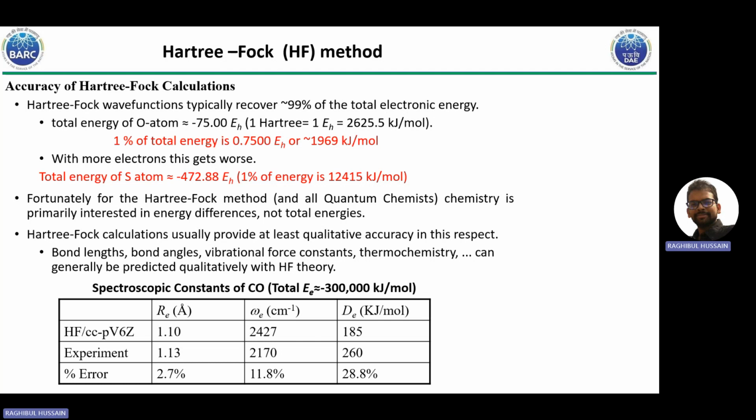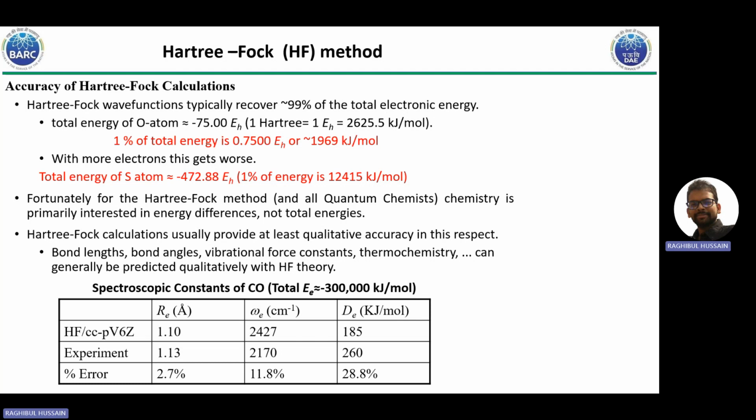Now things become worse if you go for a higher electronic system. Instead of oxygen, if you go to sulfur, you see the error has gone up tremendously. So what does it indicate? Overall, I get a qualitative idea about the energy of the system, but I cannot use it for a chemical event. A chemical event means participation of the valence electron. A whole chemical reaction, for those chemical engineers working on chemical processes, their product will be controlled by valence electrons, and Hartree-Fock is miserably poor at capturing that.